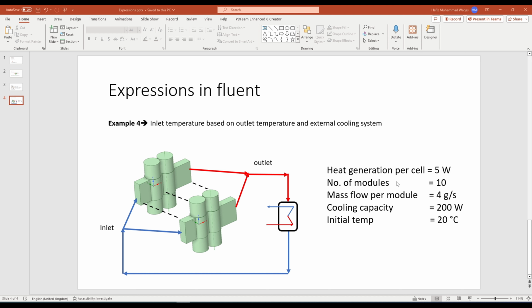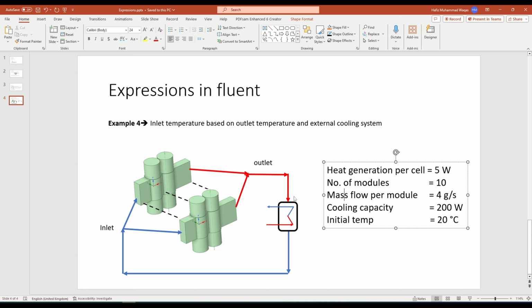So here are some parameters that we need to consider. These are lithium-ion batteries and each cell is generating 5 watt heat. And as I said, we have 10 modules, and they are connected in parallel. Mass flow per module is 4 gram per second. So in 10 modules it will be 10 into 4, 40 gram per second passing through the total system. And the cooling capacity of our heat exchanger is 200 watt.